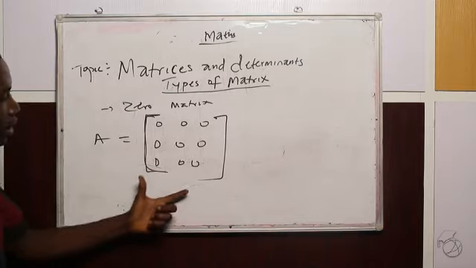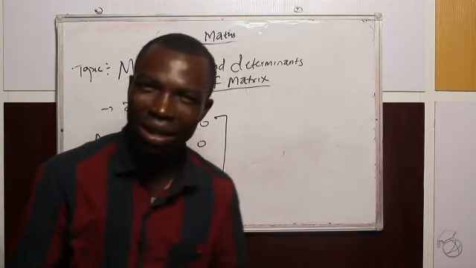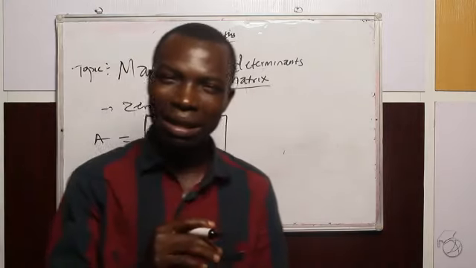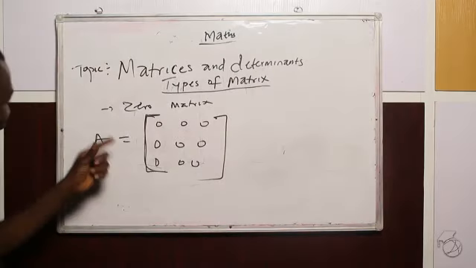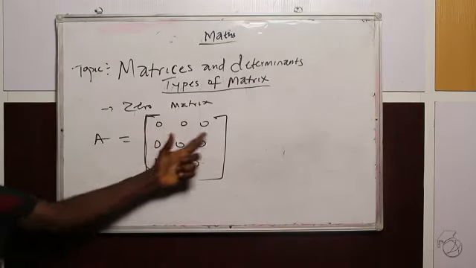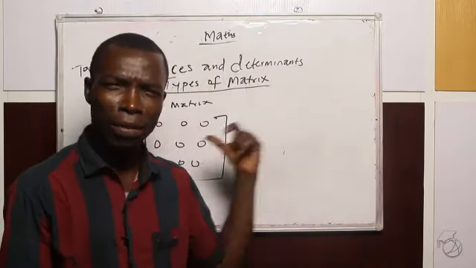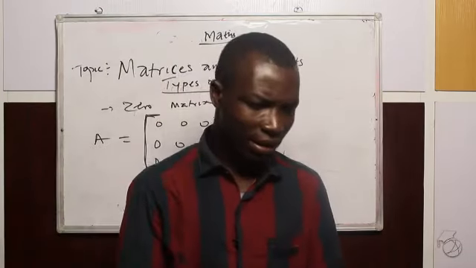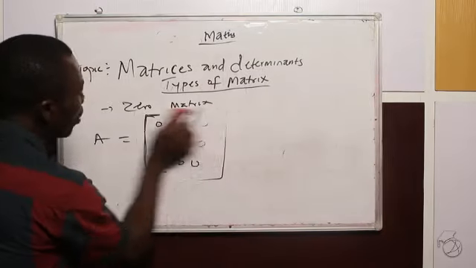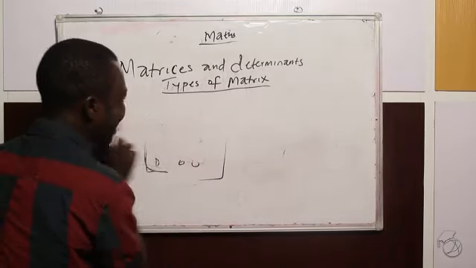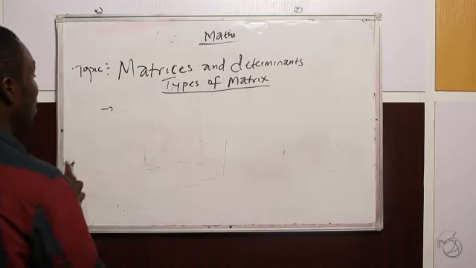Therefore, zero matrix means that every element inside this matrix A is 0. So this is an example of a zero matrix. We will now move forward to the identity matrix.